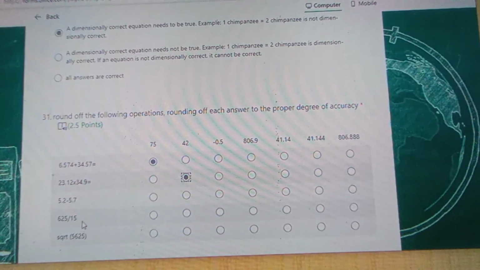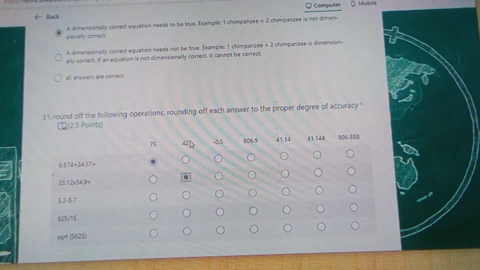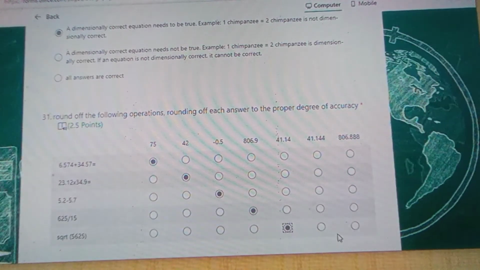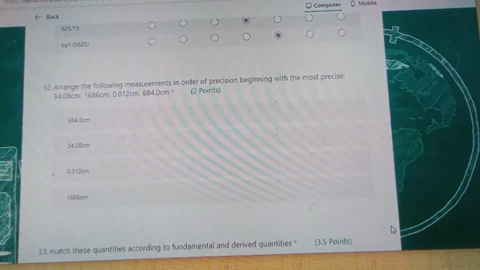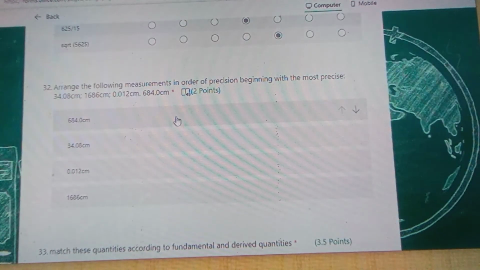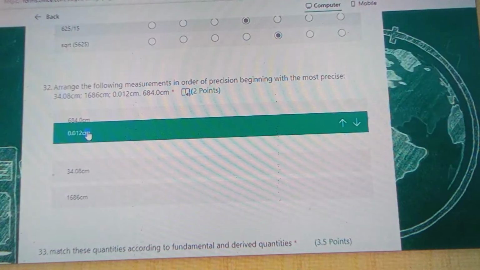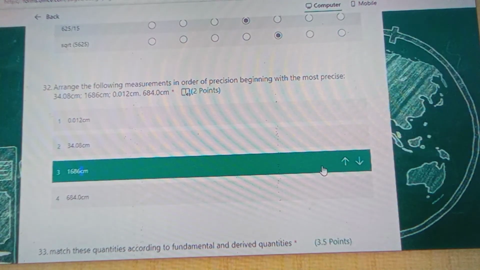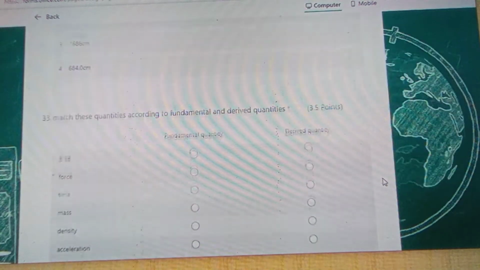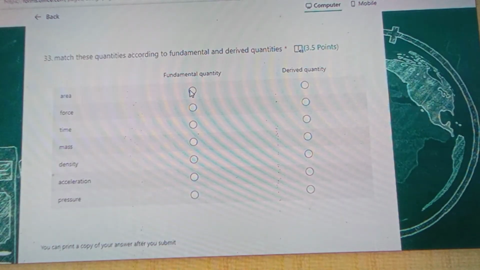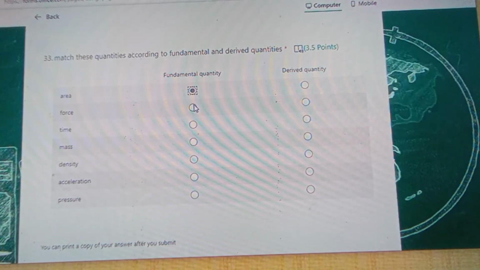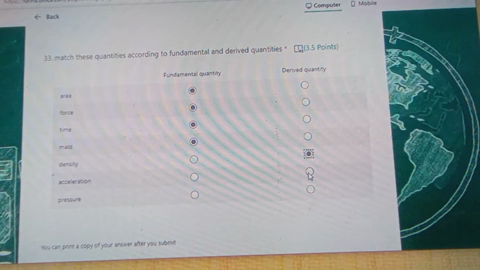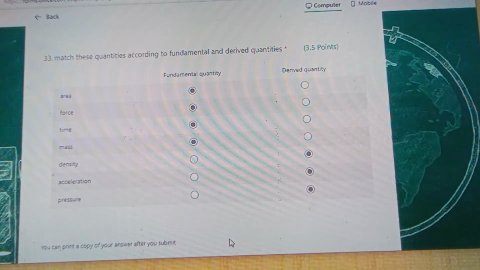Okay, 31. You will calculate. After getting the value, compare with the given, and now you click below the answer as you get it. Arrange the following measurements in order of precision. Okay, you will need to arrange according to the precision. Match these questions. It is the same. Area, fundamental. Force, fundamental. Time, fundamental. Mass, I don't know if they are correct, but you will try to do them correctly.